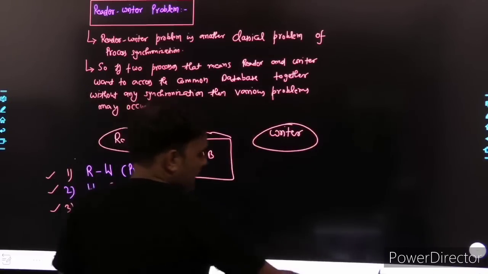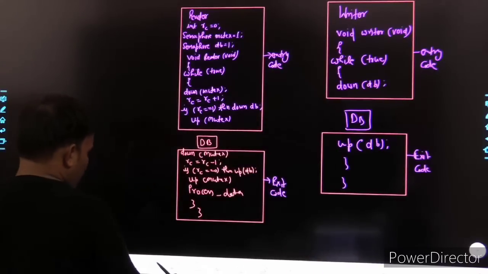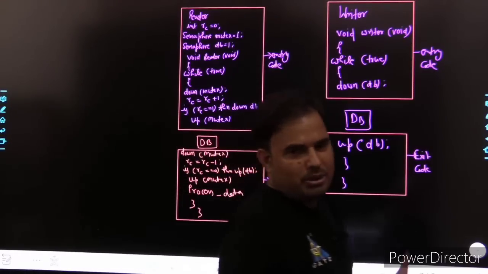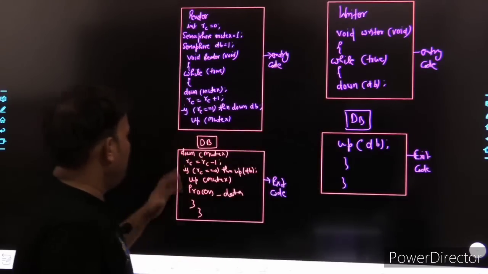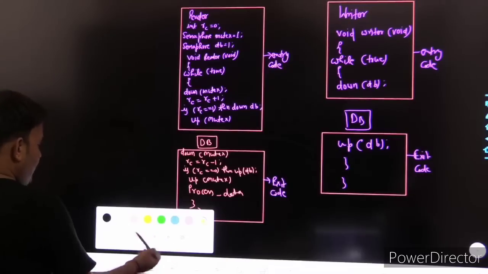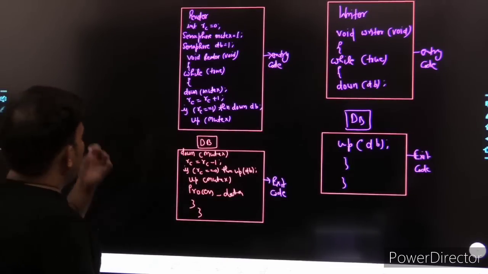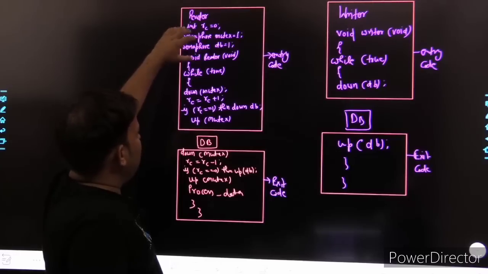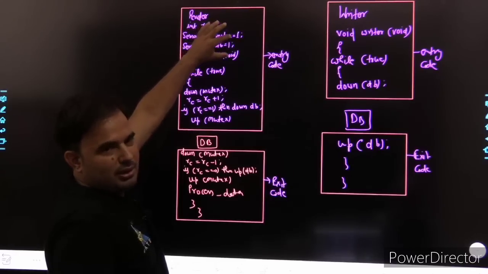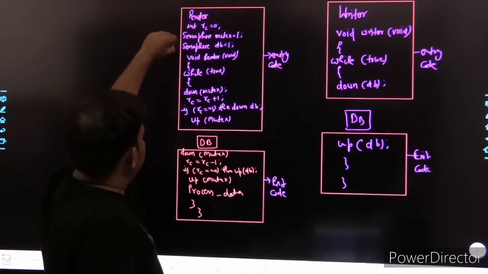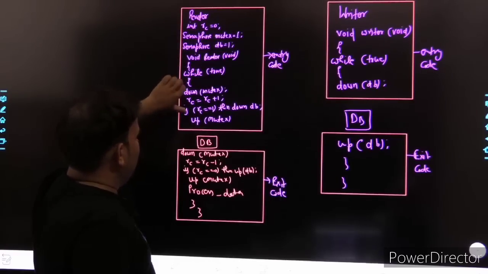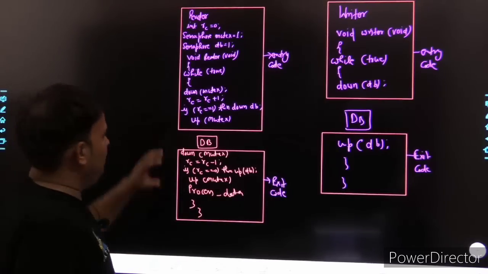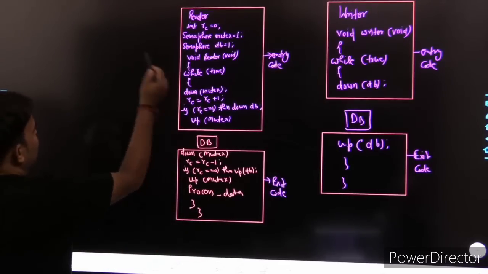So let's see the reader code and writer code, and how we can provide the solution of the reader-writer problem with the binary semaphore. Here we are using a mutex semaphore, and another semaphore, DB. And we are also using the RC variable. So we are using three things.